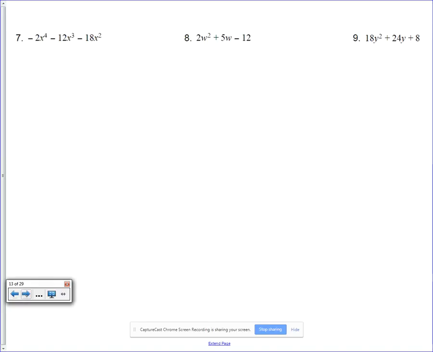Number 7. Do you have a GCF? Yes. What can you divide out of all of those terms? A negative 2, and what else? Yeah, they all have an x to the second, right? So I'm going to put that negative 2x to the second out front. What would you have left? x squared because the negative 2's cancel, right?